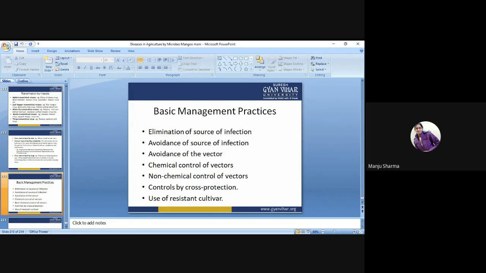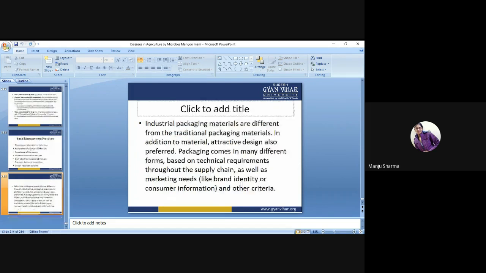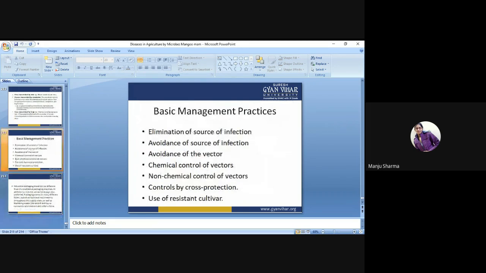Now, basic management practices: elimination of source of infection, avoidance of source of infection, avoidance of the vector, chemical control of vector, control by cross protection, and use of resistant cultivars.